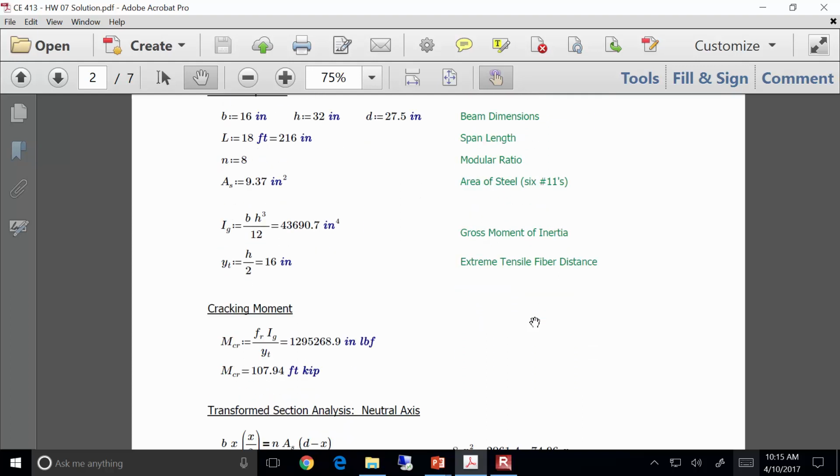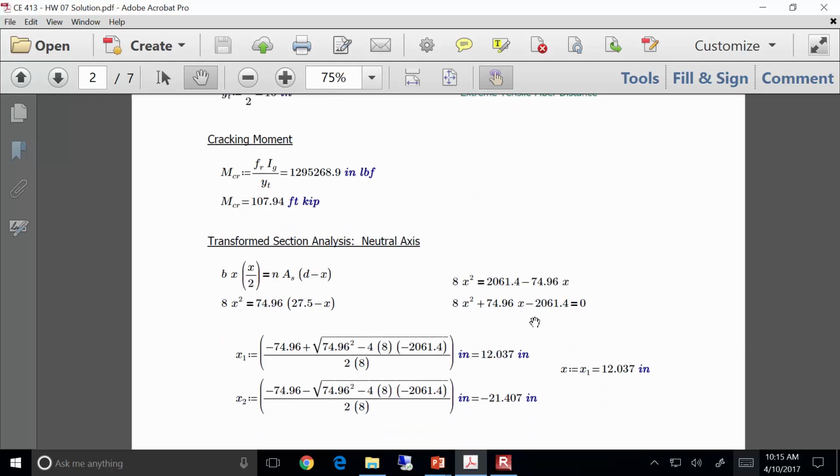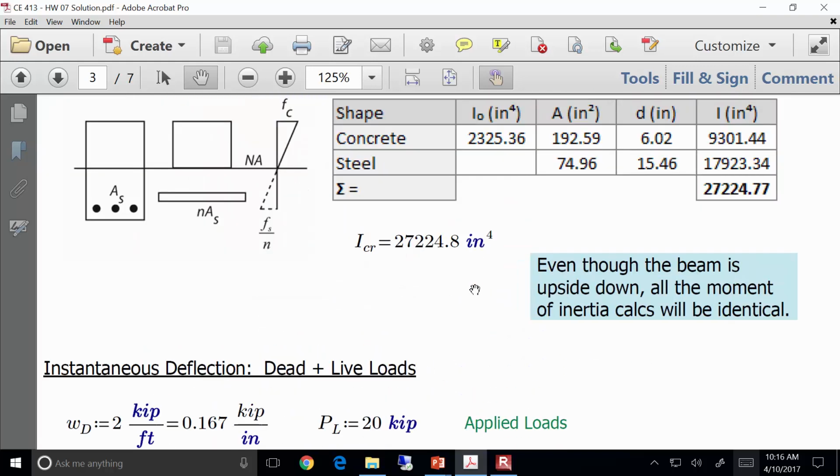So the cracking moment's pretty simple. It's Fr Ig over Yt. And then our transformed section, it's the same thing that we've done before. You can go through and solve that quadratic expression. You should have gotten an X value of about 12 inches. As for your moment of inertia, you can compute it the exact same way as before, and even though the beam is upside down, the steel is up top, it doesn't matter because the calculation is still the same. So all your distances, it's still the same stiffness. So you should have gotten a cracked moment of inertia of about 27,000 inches to the fourth.